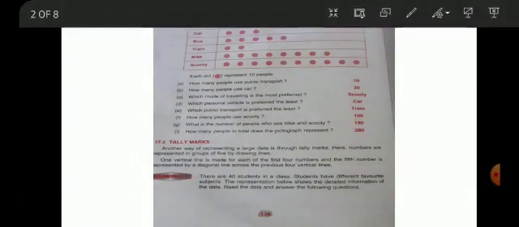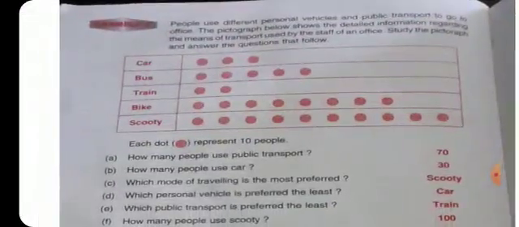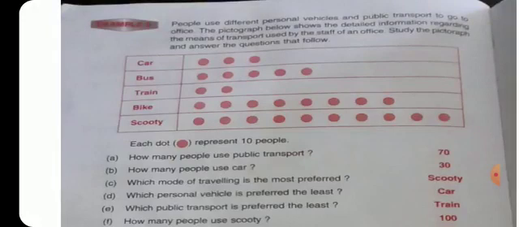In the same way, turn to the next page. Here the pictograph uses different personal vehicles and public transport to go to their office. The pictograph below shows the detailed information regarding the means of transport used by the staff of an office. So study the pictograph and answer the questions.